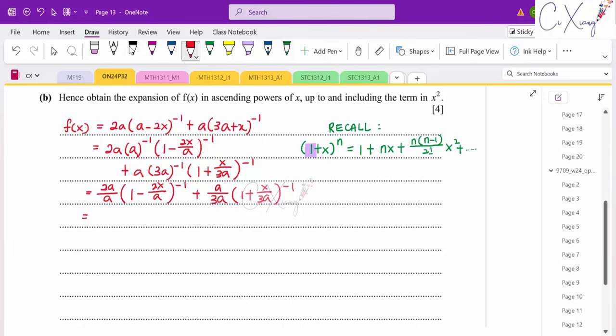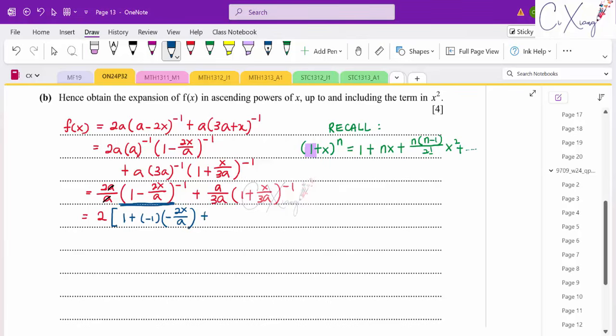Okay, alright, so first, I'm having 2. So a and a can be cancelled off, right? So I'm having a number 2 in front here. Okay, then for this part, I want to write it by using the blue color. To expand this particular bracket, first term is always a 1. Second term is nx, so you are taking negative 1 multiplied with negative 2x over a.